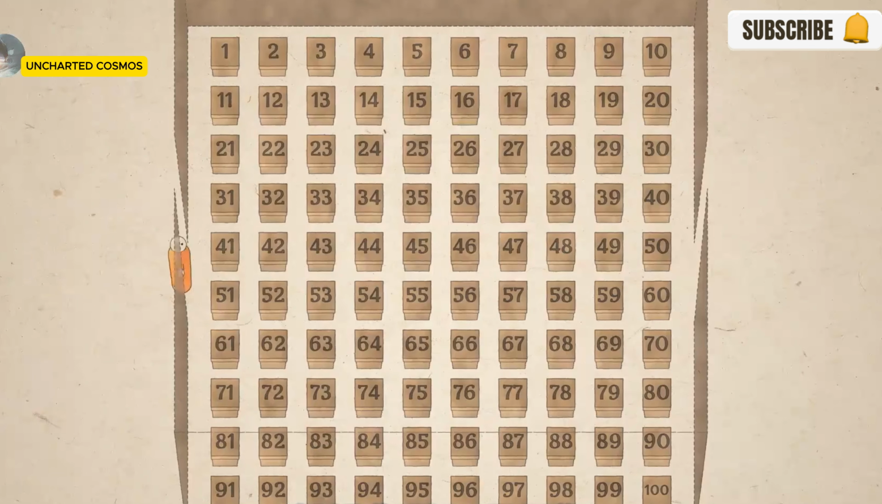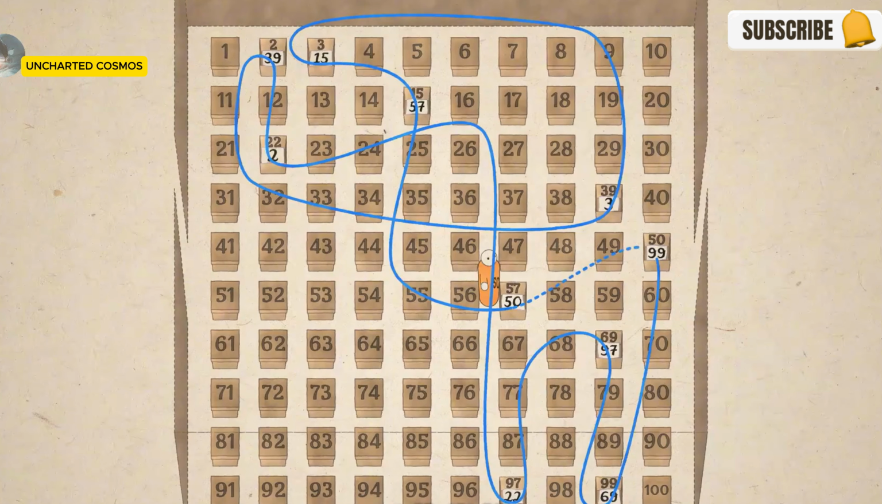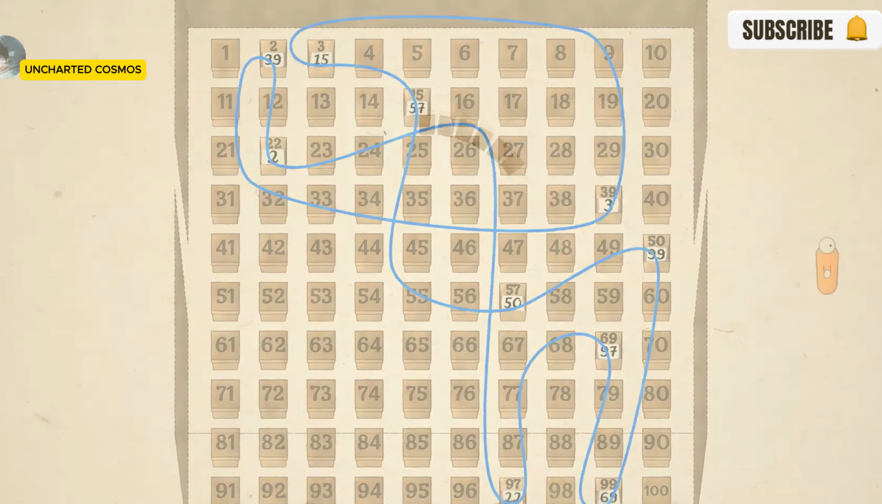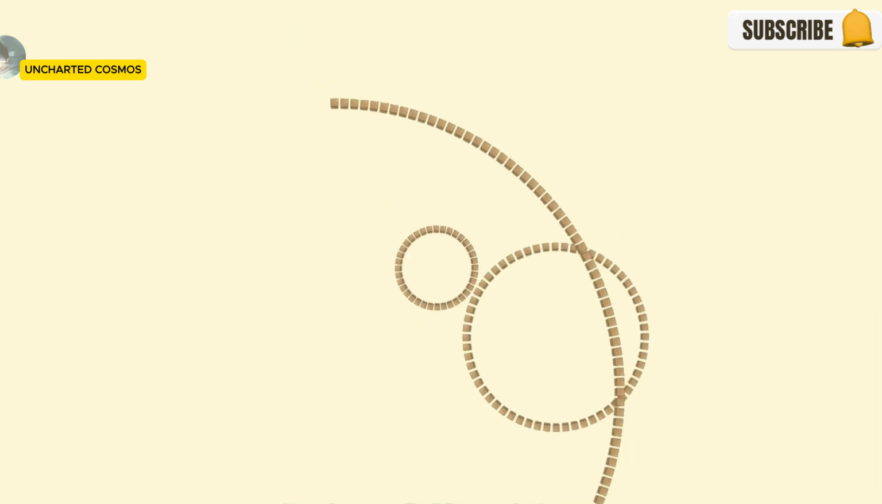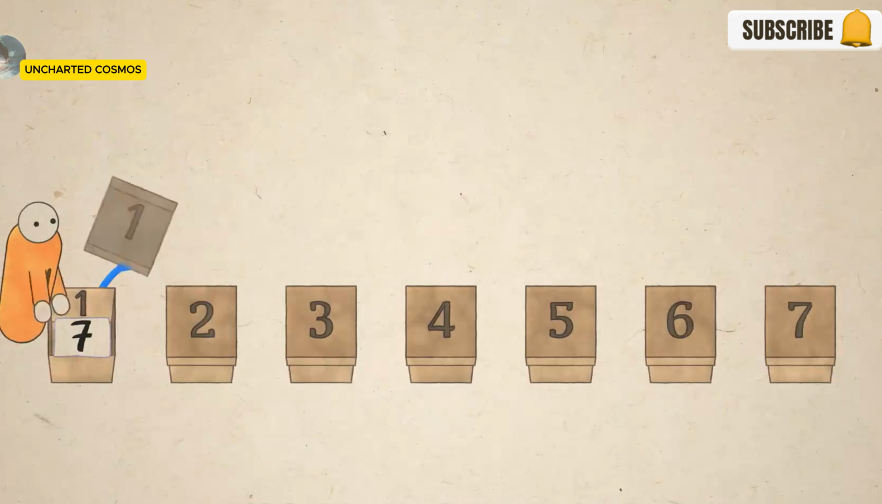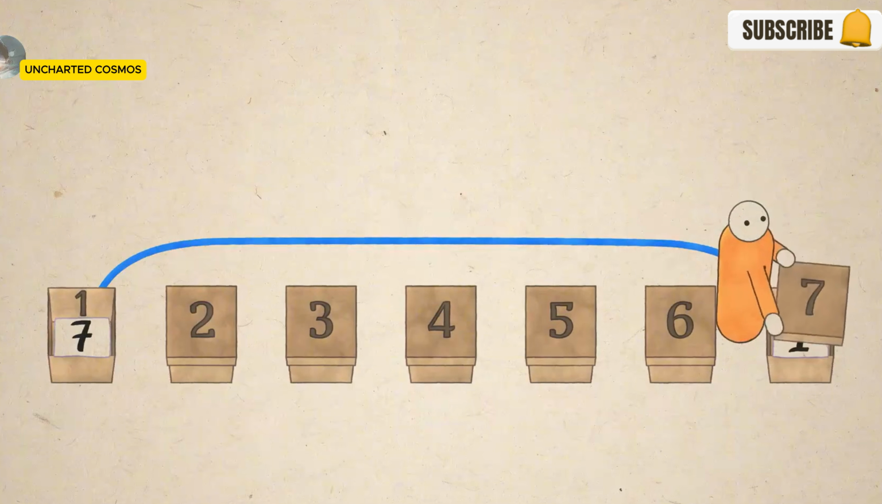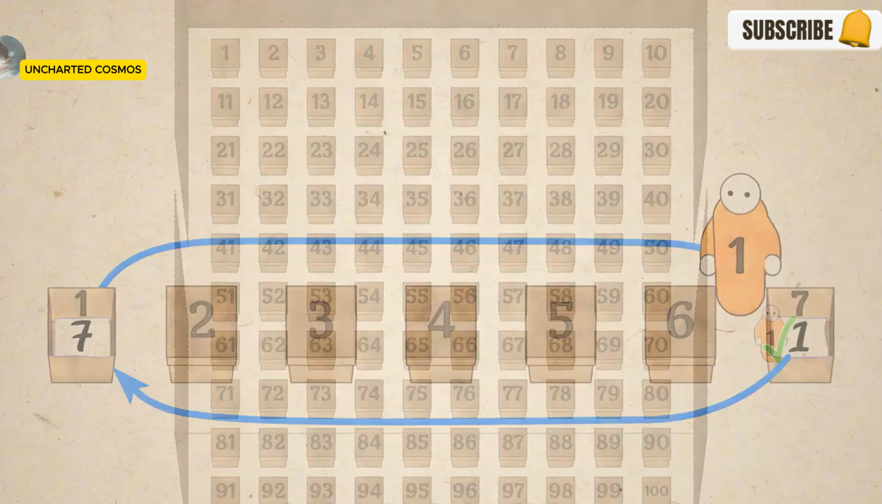Suppose you are prisoner 50. When you open box number 50, if the number inside is 99, then you proceed to open box number 99 and continue searching for the box corresponding to the number, and so forth until you either find your own number or exhaust all 50 attempts. At this point, you will notice that all the slips of paper inside the boxes will form several closed loops. For example, from box 1 to box 7 and back to box 1. This is a loop with a length of 2.